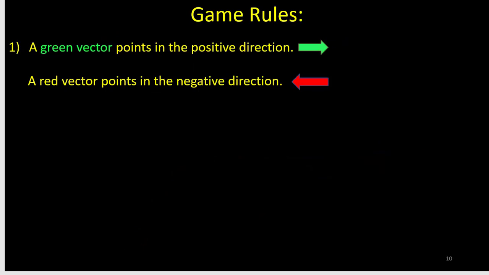With those preliminaries out of the way, it's time to play the vector game. And as with any game, there are some rules that we have to know. Let's see what the rules are for this game. The first rule is that vectors that point to the right represent positive numbers, and vectors that point to the left represent negative numbers.